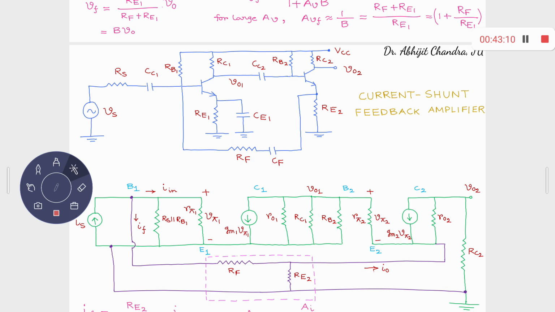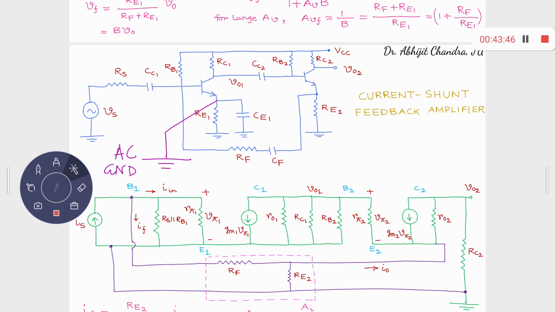RC1. You have RB2 between B2 and AC ground. That means between B2 and E1, because E1 is at AC ground. Remember, this terminal is essentially at AC ground. This is not hard ground, this is AC ground. Constant voltage. Okay. What else? Rπ2, gm2, vπ2, ro2 have already been done.